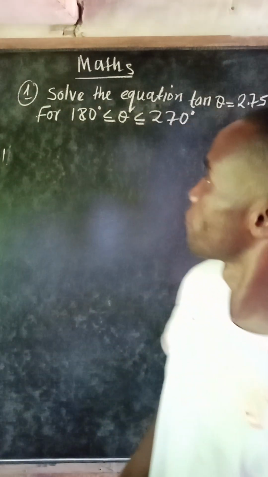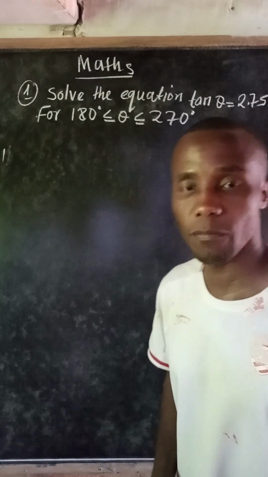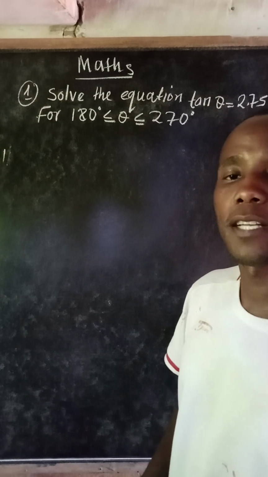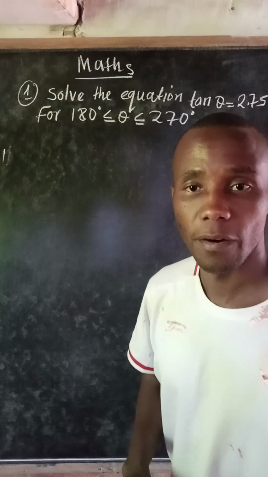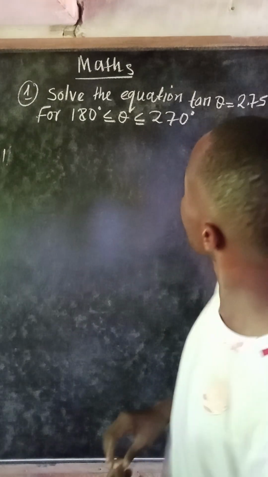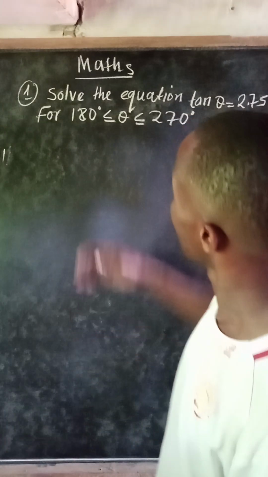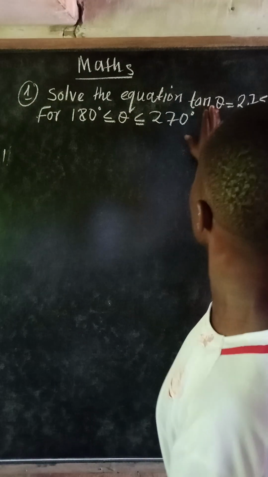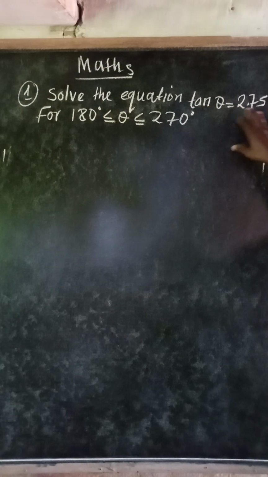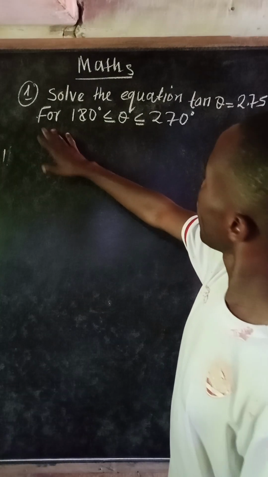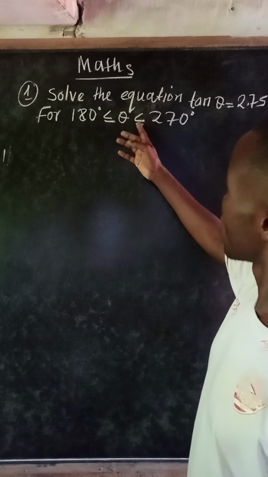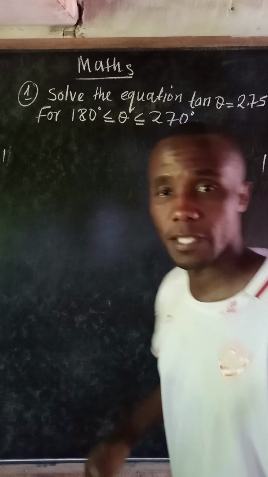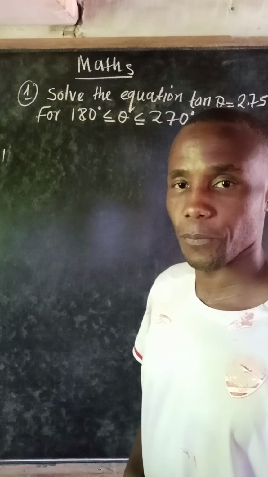Once again, I have come with this question on the chalkboard. So let us pay attention so that we can understand how to solve this problem. Okay, so quickly let me go through the question and see how best we are going to handle it. Solve the equation tan theta equals 2.75 for 180 degrees less than or equal to theta less than or equal to 270 degrees. So that is the question.